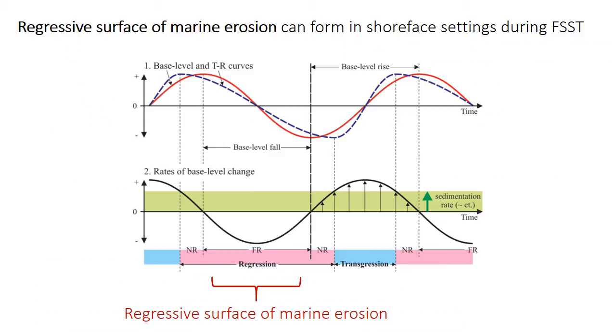I want to end with a brief discussion of one sequence stratigraphic surface, the regressive surface of marine erosion. This surface is uniquely developed in wave-dominated shoreface settings during the falling stage systems tract. It doesn't develop anywhere else, and so therefore it's very distinctive and diagnostic of the falling stage in a shallow marine setting.